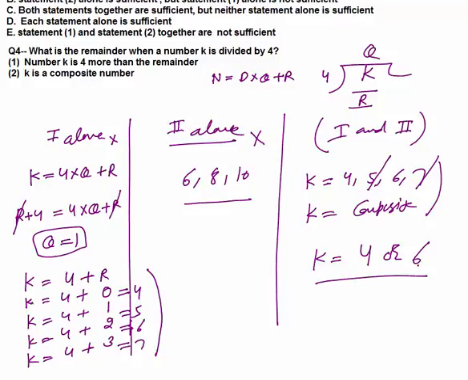When k is 4, the remainder is 0. When k is 6, the remainder is 2. So still we are not able to determine the unique value of the remainder. So this statement, even after combining 1 and 2, is not sufficient to answer the question. So our answer would be E: both statements together are not sufficient to answer the question.